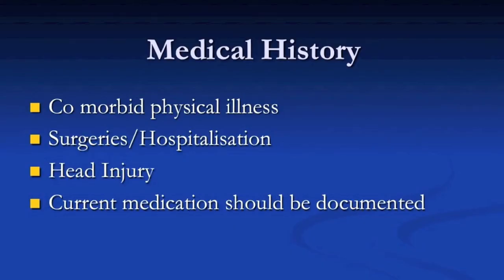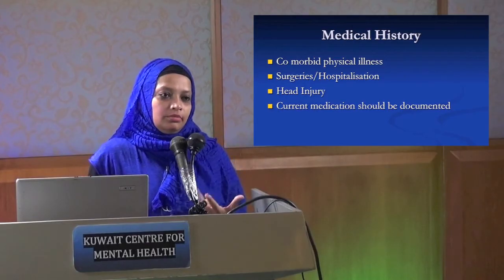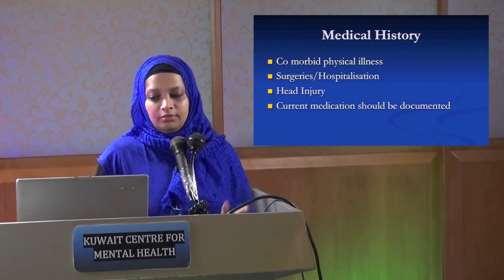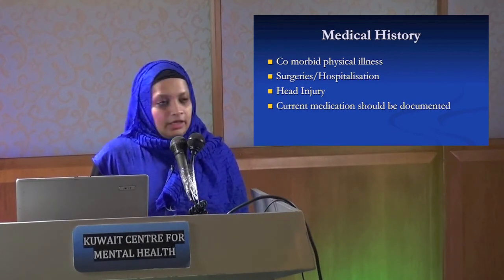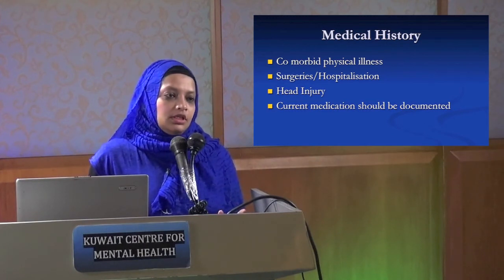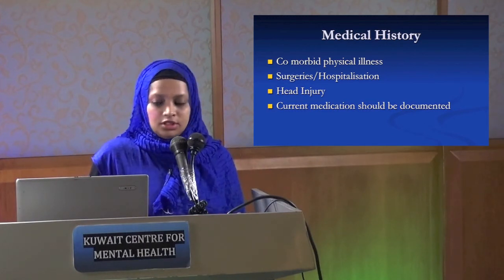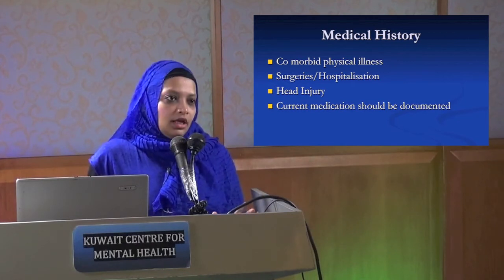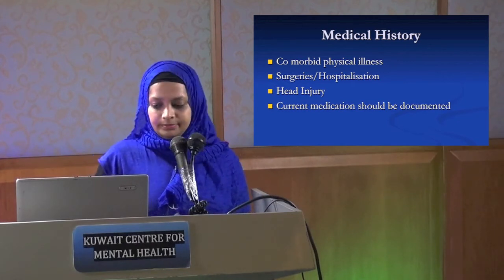Then we go to the medical history. And a lot of medical conditions can coexist with psychiatric problems. Some of them can lead to psychiatric problems. So we need to find out if they have any comorbid physical illness. And comorbid physical illness is also important in determining the psychiatric medication that we would administer. Whether they've had any recent hospitalization or surgery, any head injury, because that could be the reason for their behavioral change. And all the current medications should be documented.